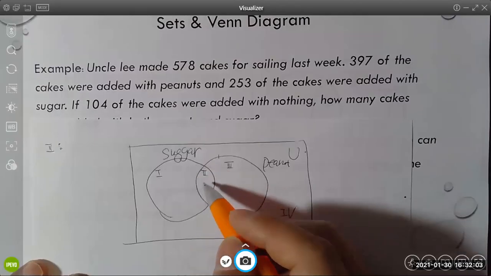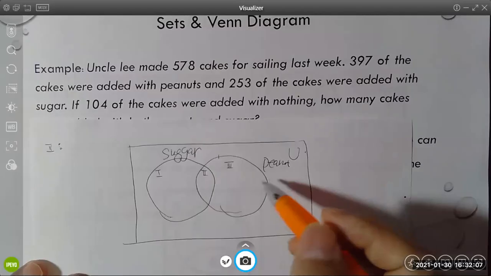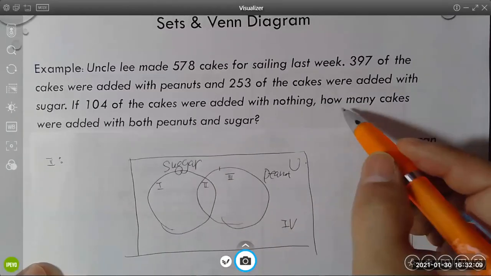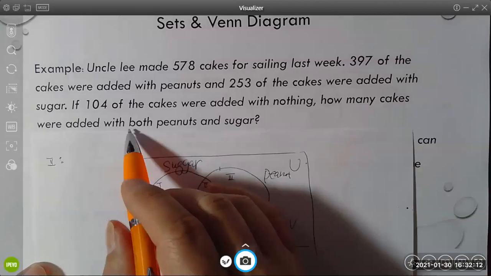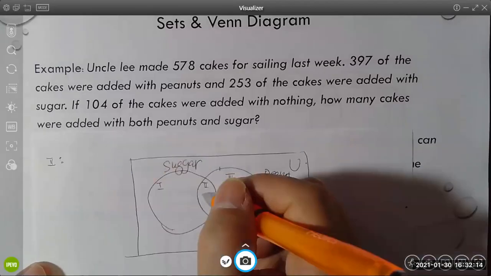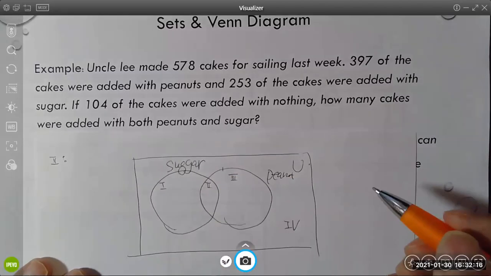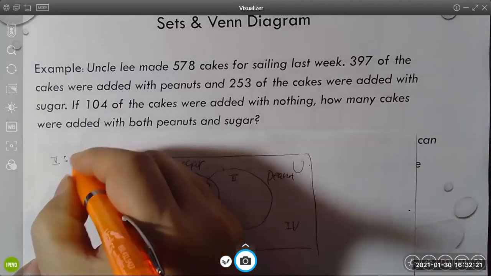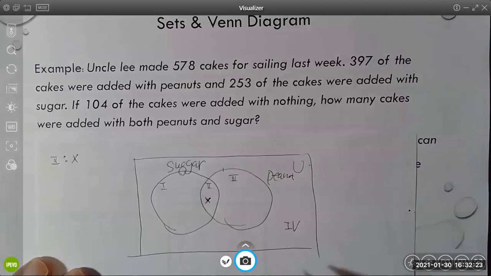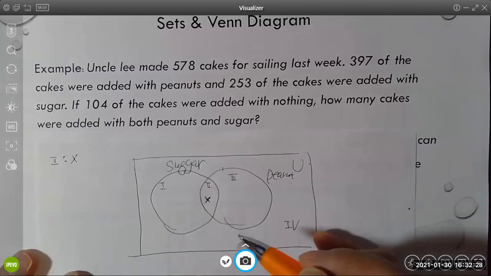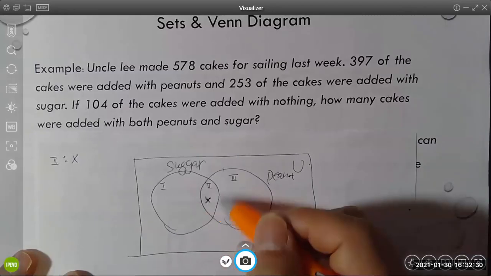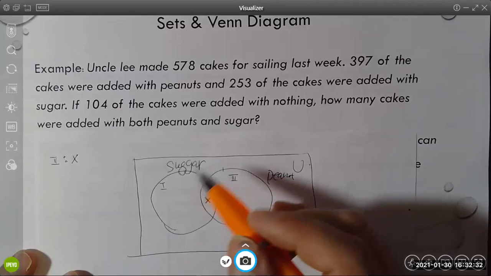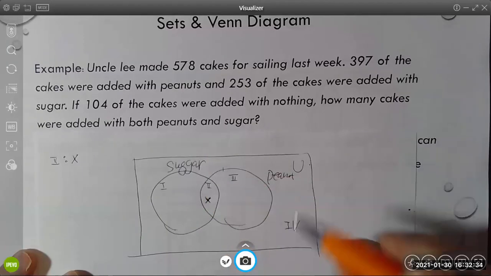Do we have the number given? Actually not, because they ask us how many cakes were added with both peanuts and sugar. We don't know that number. That's not a big concern. Let's call it X. We're going to solve this first. So the goal is to fill out each region with numbers, then we can answer questions. Now this is the overlap region. Then we do regions 1, 3, and 4. There's no particular order. It doesn't matter.